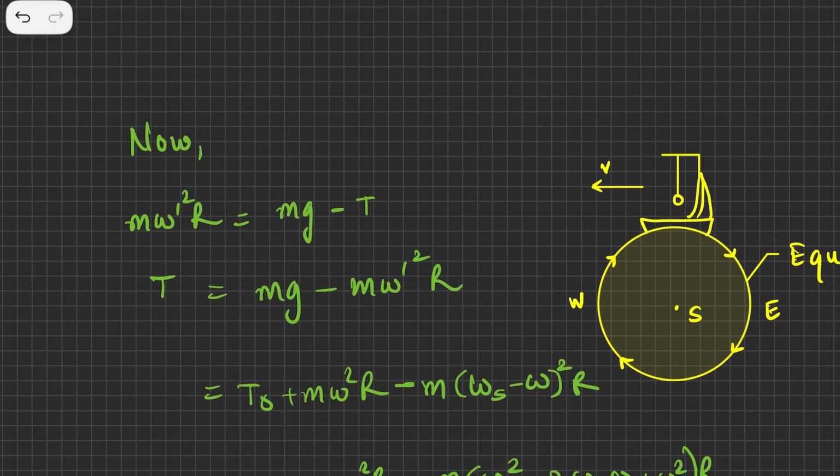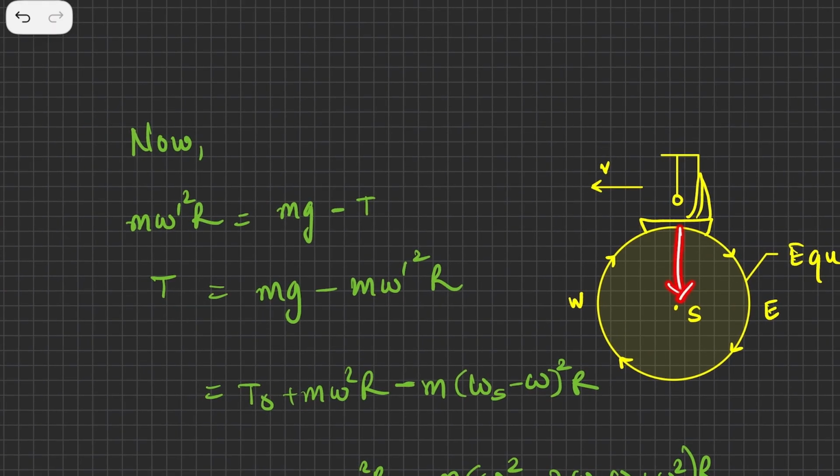Again, the same concept here. The centripetal force, that is m omega dash square r. Now why is this omega dash? Omega dash because there is some net velocity. It's not only the velocity of the earth, it's also about the velocity of the ship. So this is omega dash, which is the net velocity, which I can say is velocity of the ship minus velocity of the earth. And this is the centripetal force, which is brought by gravitational force minus the tension. So the tension is T upwards.